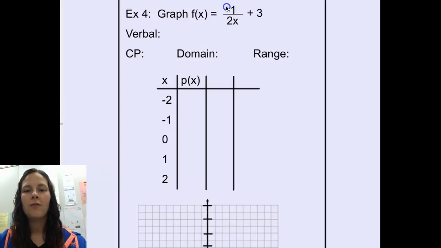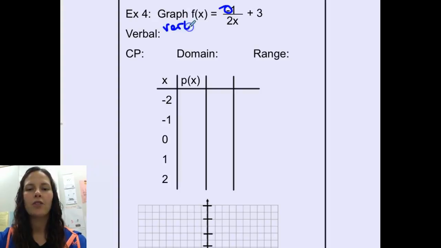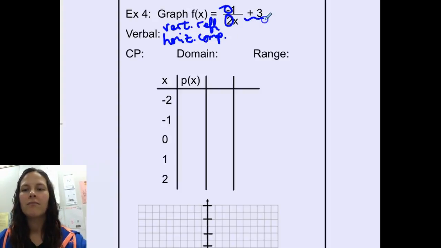And our last graph, verbal description, we have a negative that is not grouped with the x, so that is a vertical reflection. We have a 2 grouped with the x, so that is a horizontal compression. Remember, when it's grouped with the x, it's not normal. So even though it looks like a stretch, it's actually a compression. And not grouped with the x, we have a shift, so that is a vertical shift up 3.